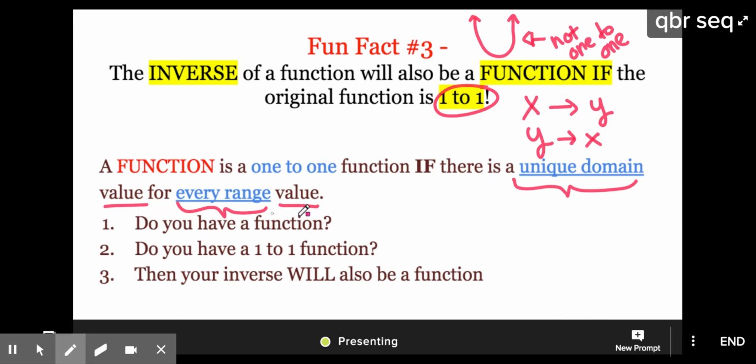So the things that you want to think about are: are you starting with a function? Do you have a 1 to 1 function? If your answer is yes to both of these, your inverse will be a function. If your answer is no to either one of these, the inverse won't be a function.